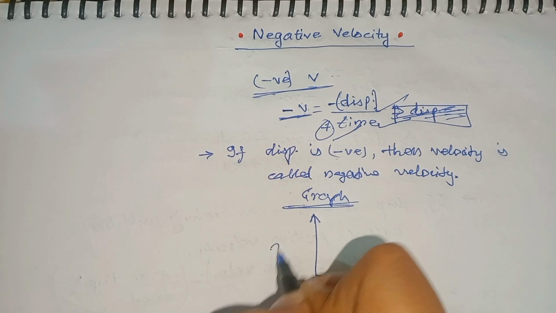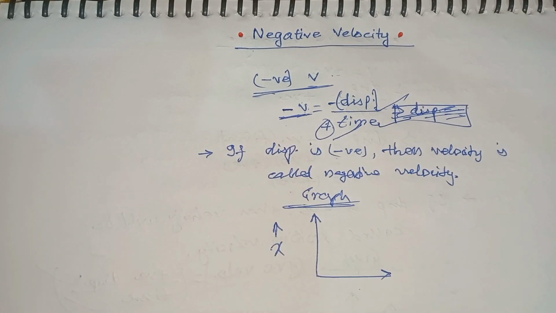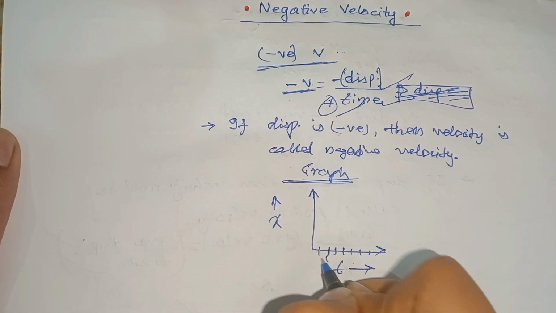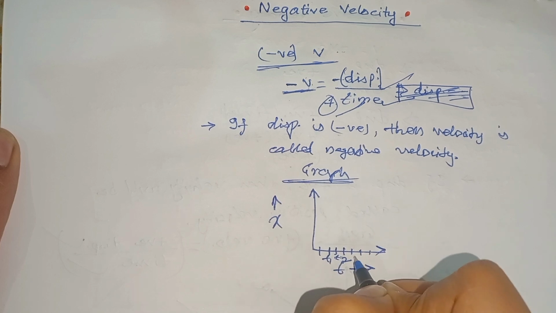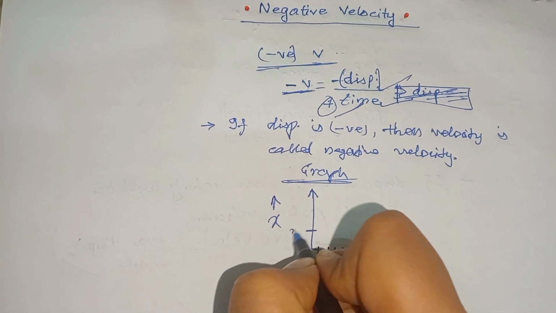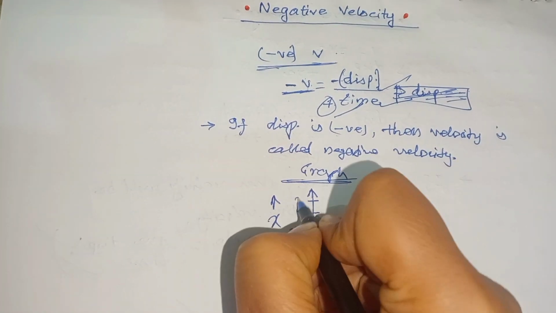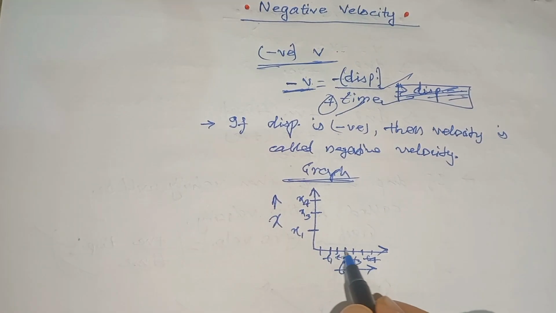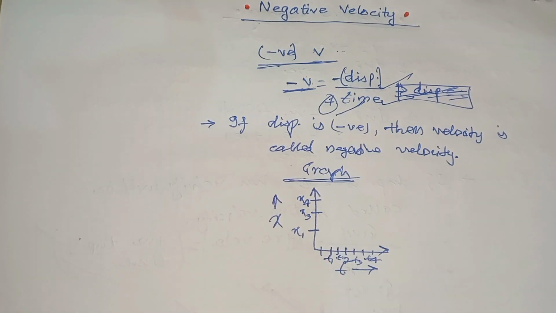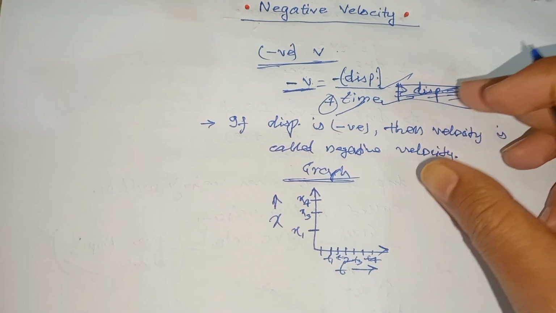Here it is displacement, suppose represented by x, and here it is t, time. Suppose these are the time intervals t1, t2, t3, t4, any time intervals, and here x1, x2, x3. Now let's consider, if we increase the time intervals, what will happen to the displacement? It is negative, so it will decrease. It means it will go in the opposite direction. The displacement is decreasing, it is becoming less.